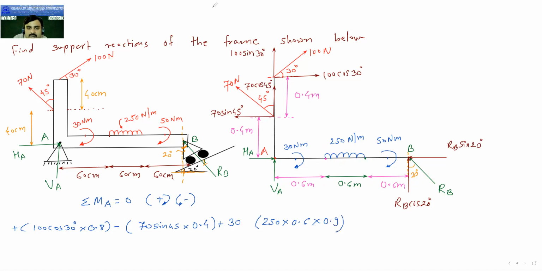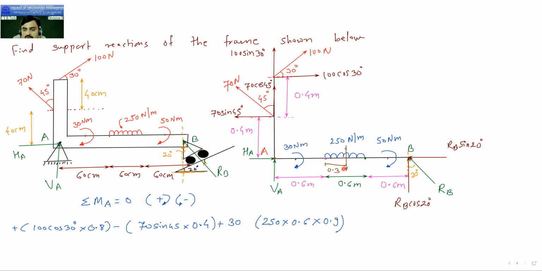Distance will be 0.9. Those who did not understand, see what will happen: 250 into 0.6, the UDL will get converted into a point load. And where will that point load act? At the center of this, here the point load will act. And if it acts at the center, and this total is 0.6, then this will be 0.3. So if it is 0.3, then from point A, the distance of the force is 0.6 plus 0.3, it is 0.9.